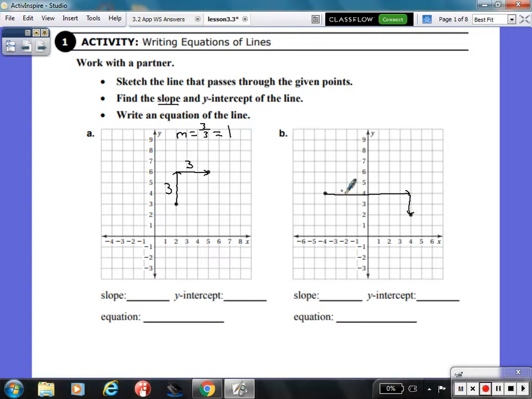So my run, 1, 2, 3, 4, 5, 6, 7, 8. And then it came down 1, 2. So make sure you make that -2. The rise, -2 over the run, which is 8. But we can reduce that to -1/4 for our slope there. So 1 here, -1/4 for the slope.